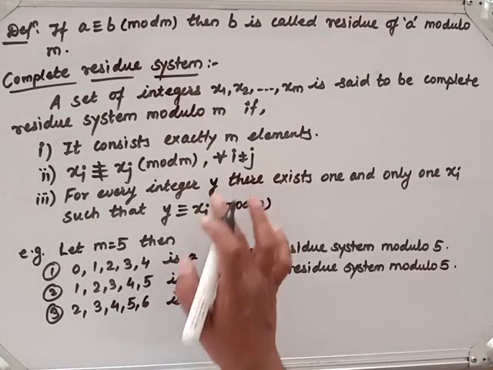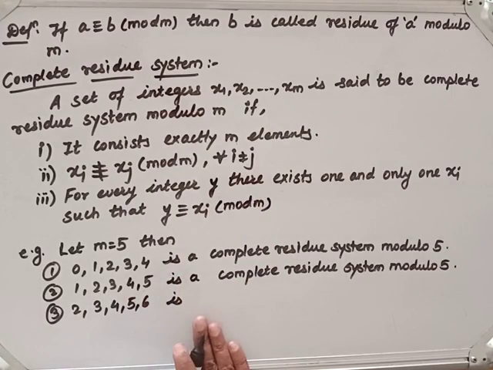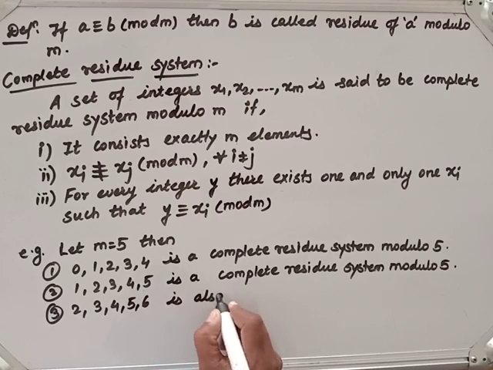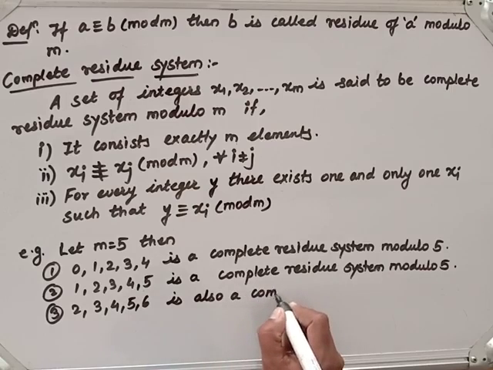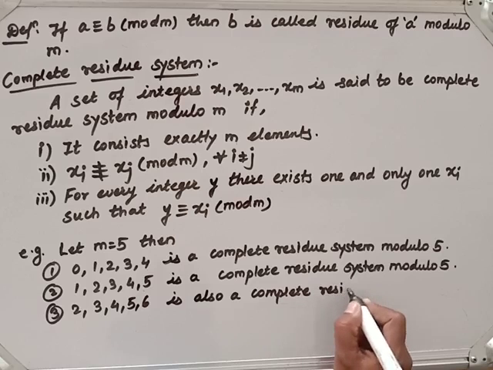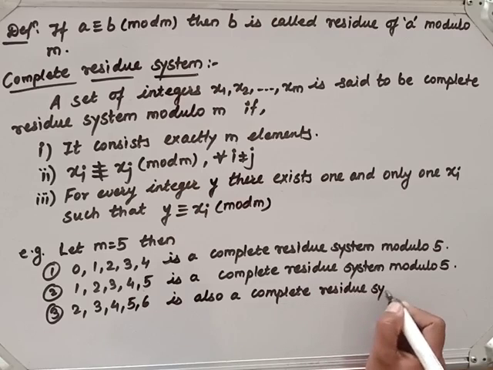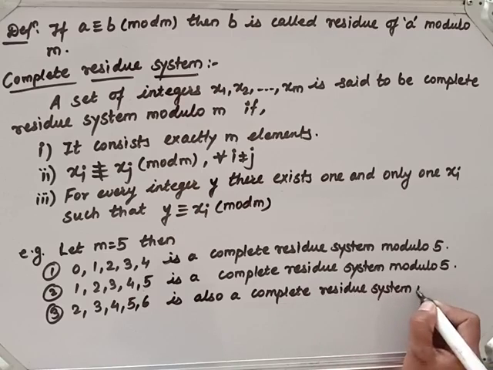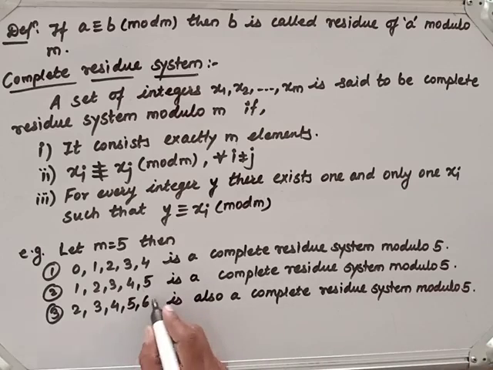And also if there is another integer y and we take modulo 5, then we get one of the elements among these. So this is also a complete residue system modulo 5. Now this 6 is nothing but 1 here, this 5 is nothing but 0 here. So these are equivalent. These are isomorphic to each other.